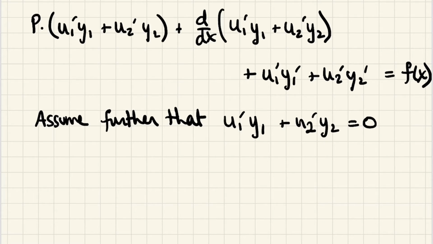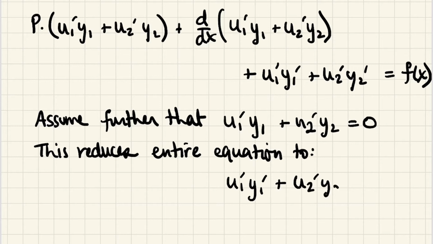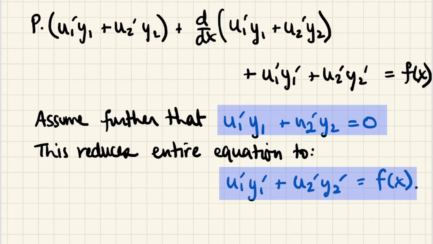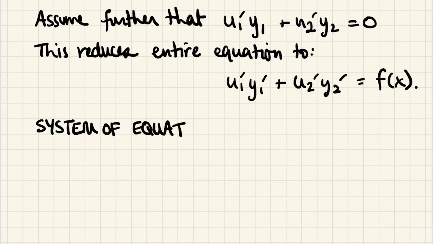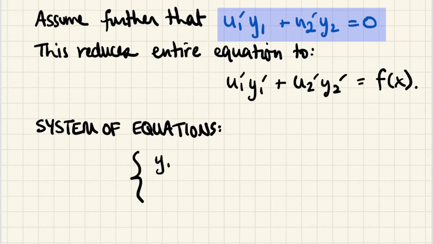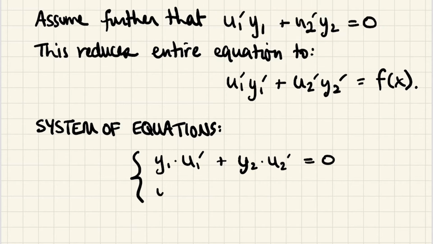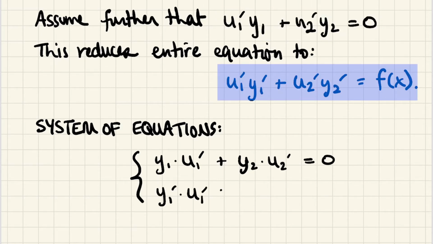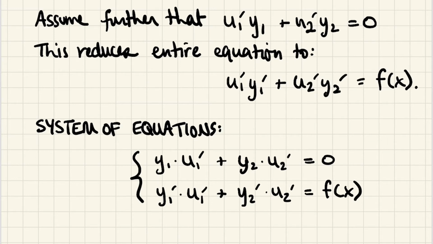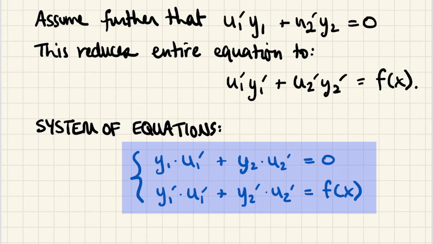And why would we do that? Because that reduces our entire equation to simply this part right here. Okay, so we have a system of equations. We have y1 times u1 prime plus y2 times u2 prime is equal to 0. We have y1 prime times u1 prime plus y2 prime times u2 prime is equal to f of x. So this is just a system of two equations with two unknowns.